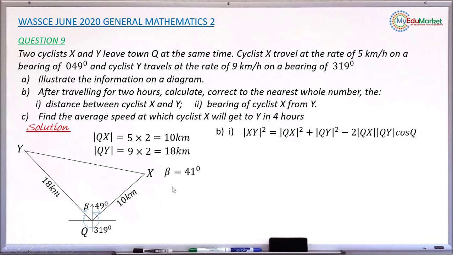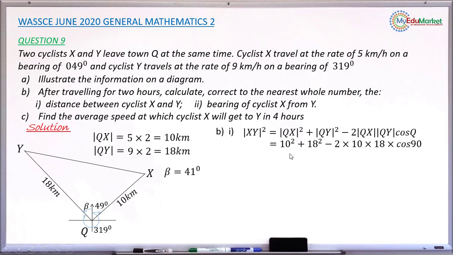Therefore, the angle at Q, which I will now substitute in my cosine rule, is now going to be 49 plus this beta, which is now 41, and that will give answer 90 degrees. So I can now go back to my cosine rule and substitute. So the distance XY squared would now be equal to 10 squared, that is for QX squared, plus 18 squared, that is for QY squared, minus 2 times 10 times 18. I replace the QX by 10, replace the QY by 18, multiplied by cos 90. Instead, cos angle at Q will now be cos 90 degrees.